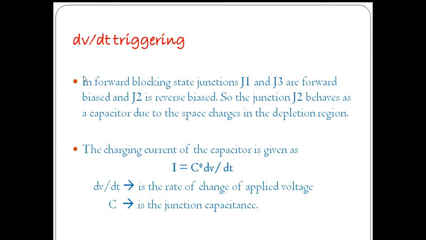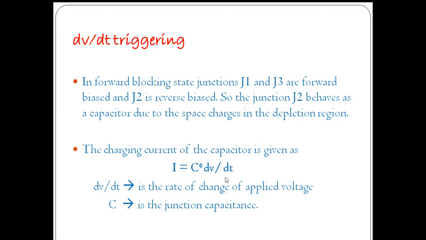So in this technique, the junctions J1 and J3 will be forward biased, J2 will be reverse biased. So these three junctions will behave like a capacitor, and whenever the device is forward biased, a charging current will be flowing through the device. I is equal to C dV by dt.